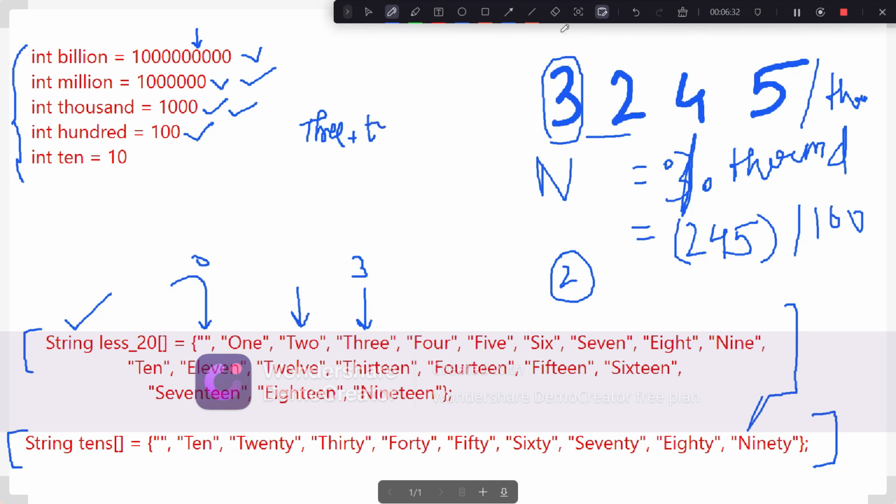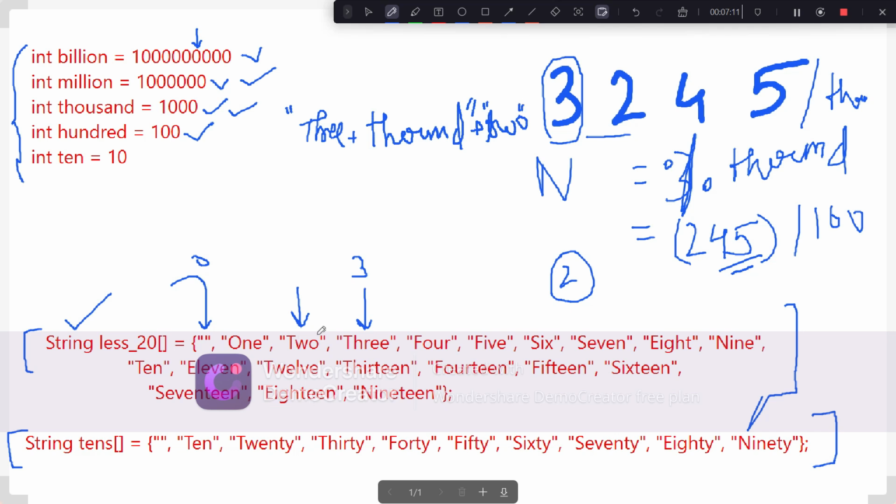One more thing, just a second. So we got this 3 from dividing by 1000, right? When we divide it by 1000, we have 3 and we have to append that 1000. 3 plus 1000, that string we have to append, because we got it from 1000. After getting this string, we got this 245, and from this 245 we got 2 first. So we will add this 2 as well into the same string. So 3 plus 1000 plus 2. Then what is next?